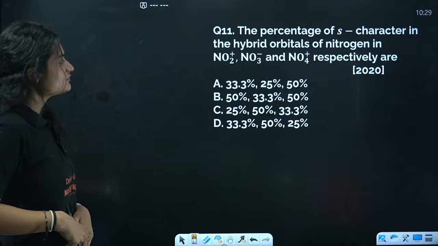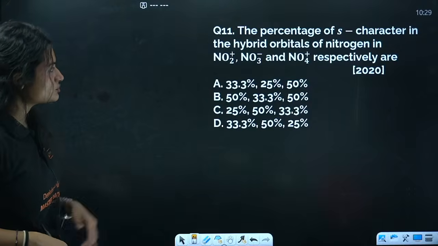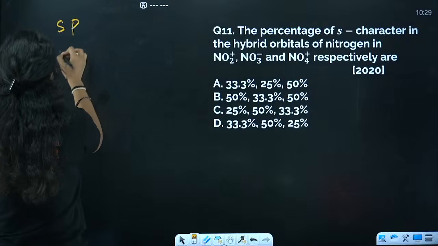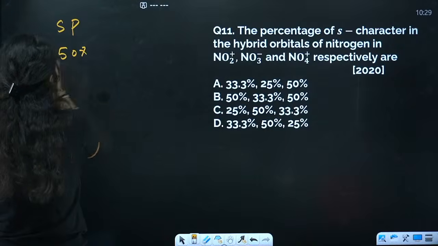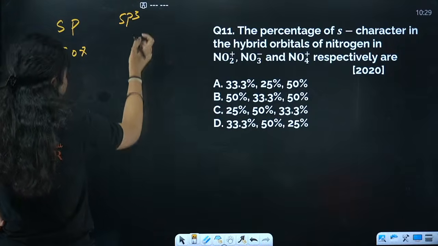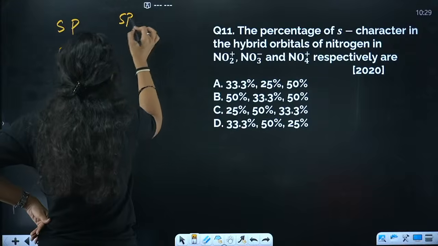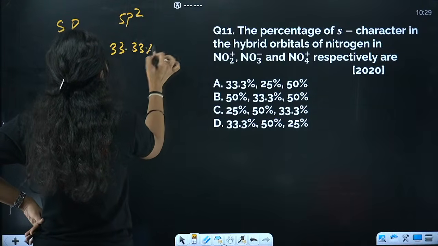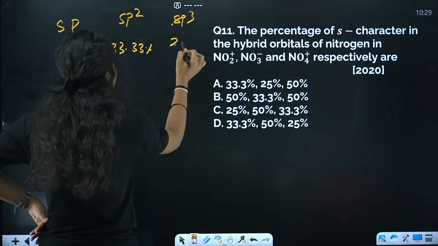Okay, the percentage of S character in these compounds. Firstly, you calculate the hybridization. What is the percentage of S character for sp? 50%. For sp2, it is 33.33%. For sp3, it is 25%.